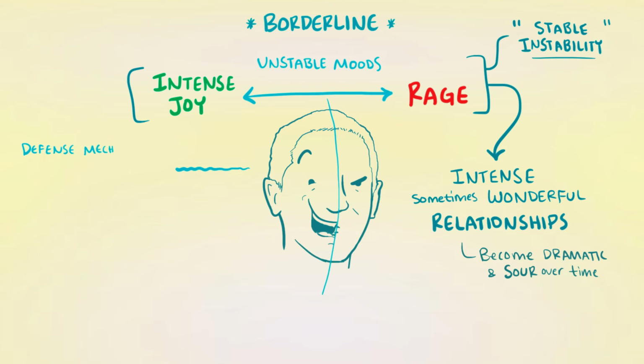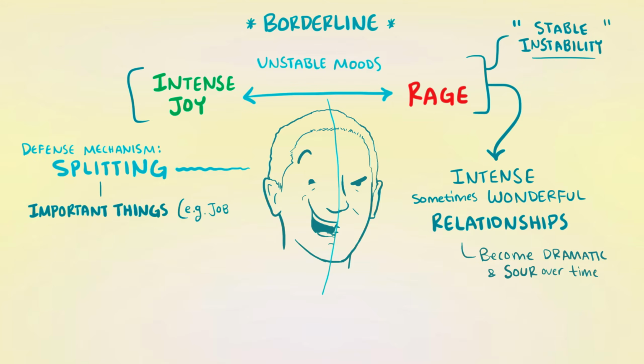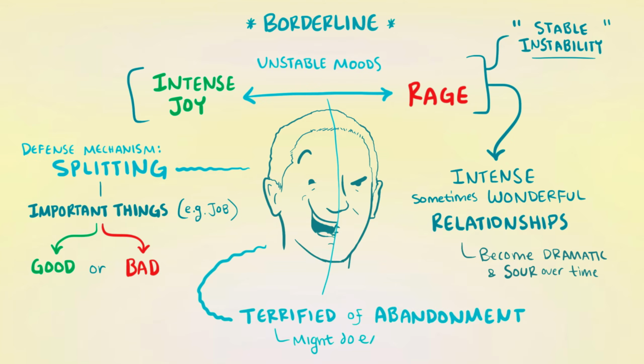These people often use a defense mechanism called splitting, where people and important things, like a job, are seen as either completely good or completely bad. In addition, people with borderline personality disorder are often terrified of abandonment and might even do extreme things like threaten suicide to keep someone from leaving them.